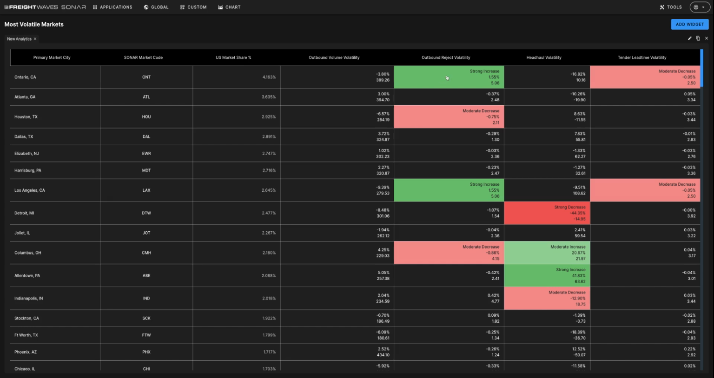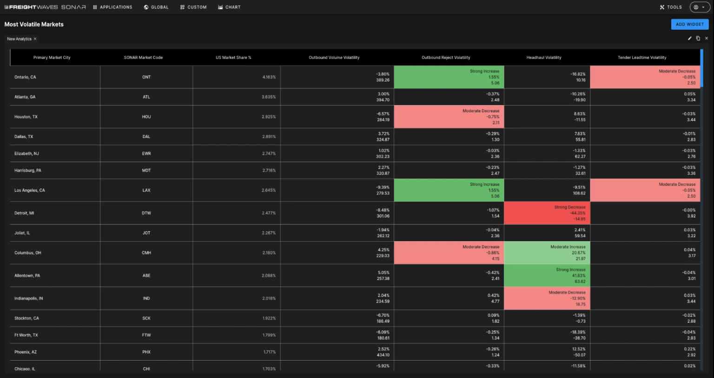If I move over to the rejections, you can see Ontario, California is at a 5%, and then it's at a 1.5% increase. So this bottom value is the current value. So right now in Ontario, 5% of freight is being rejected, and that number has gone up 1.5% in 1 week. Again, this box is highlighted because that is out of the norm for the Ontario, California market. Going to the Houston market, you can see they're at a 2% rejection rate, and that number has gone down, which means more freight is being accepted. So that is also out of the norm for the Houston market.